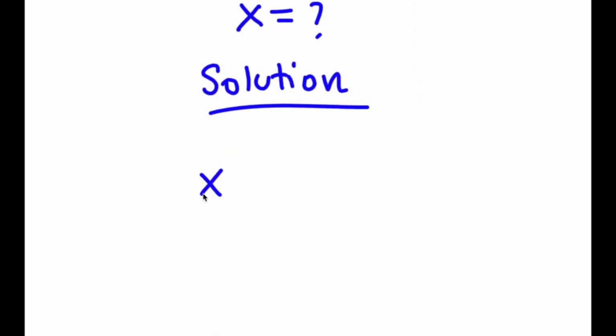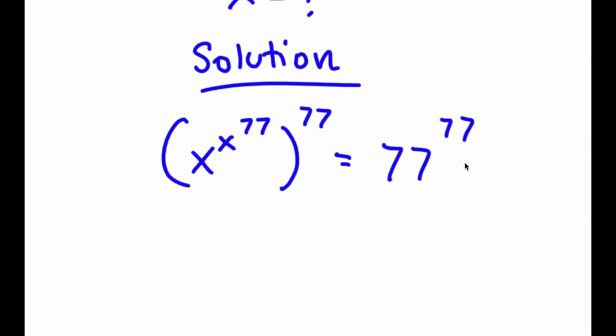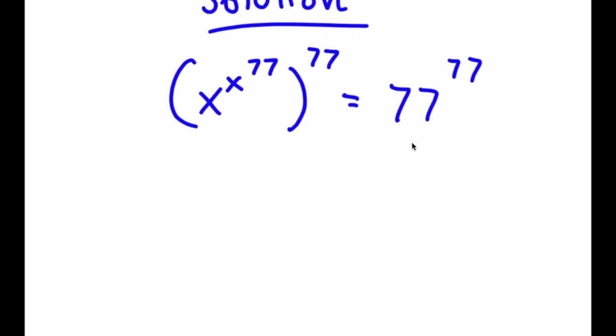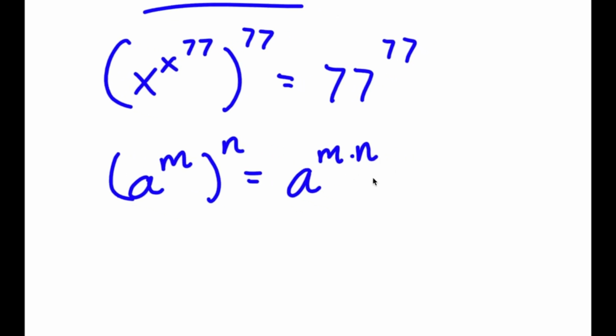So now I have x to the power of x to the power of 77 to the power of 77 is equal to 77 to the power of 77. Now, if I have something in the form a to the power of m to the power of n, this is the same thing as a to the power of m times n, right? And a to the power of m times n is the same thing as a to the power of n times m. They're both the same thing, it doesn't matter the order.